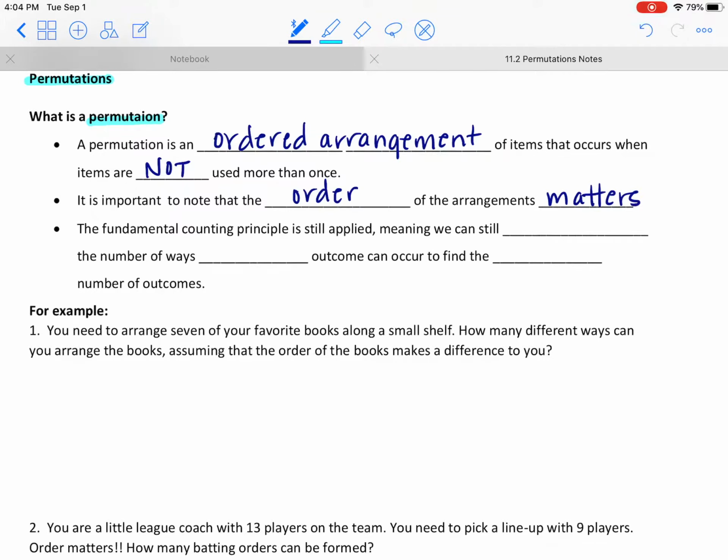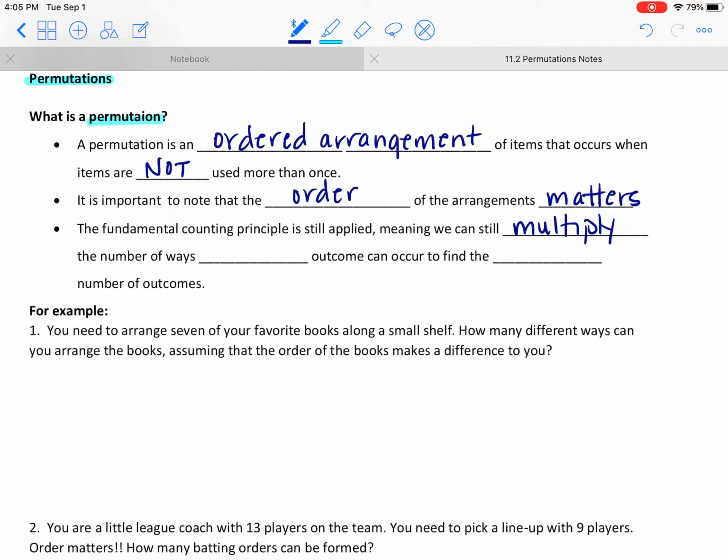Particularly because in the next topic we're going to talk about what happens when the order doesn't matter. Now, we're still looking at multiple options for things, and then finding a total number of combinations is really similar to what we were doing with the counting principle. In fact, we can still use the counting principle, which means we can still multiply.